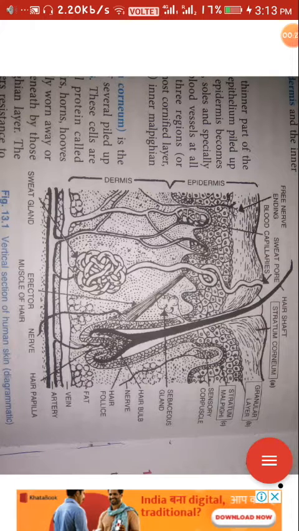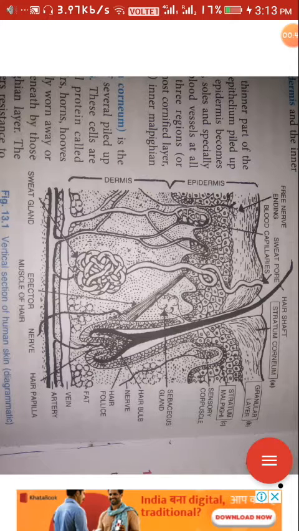Don't think that skin is just simply a covering of our body. It is one of the most active organs of our body, functioning in numerous ways. The skin is the largest organ of our body. Remember this, it is the largest organ of our body. It accounts for 15% of an adult human's body weight.